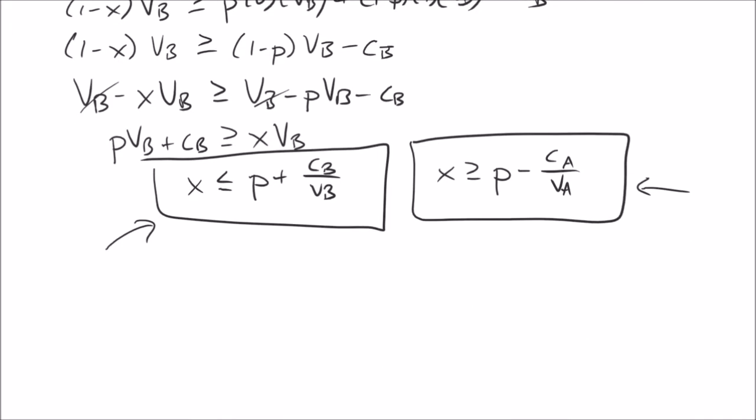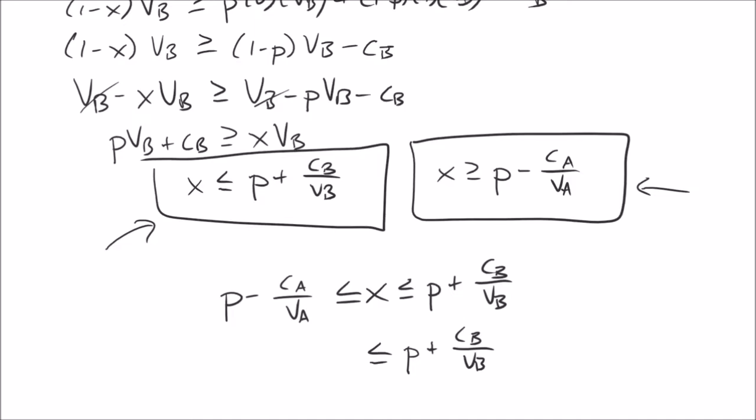So let's figure out if we can find a value of X such that X is simultaneously less than or equal to P plus CB over VB, and that X value is greater than P minus CA over VA. If this inequality holds, then we can get a deal that is satisfactory to both parties. Well, to answer if such X values exist, really all we should be doing is erasing that middleman of X and asking ourselves whether P plus CB over VB is a larger value than P minus CA over VA. If that's the case, then there are values that are going to fall in between those two that we can select for X that will be mutually satisfactory.